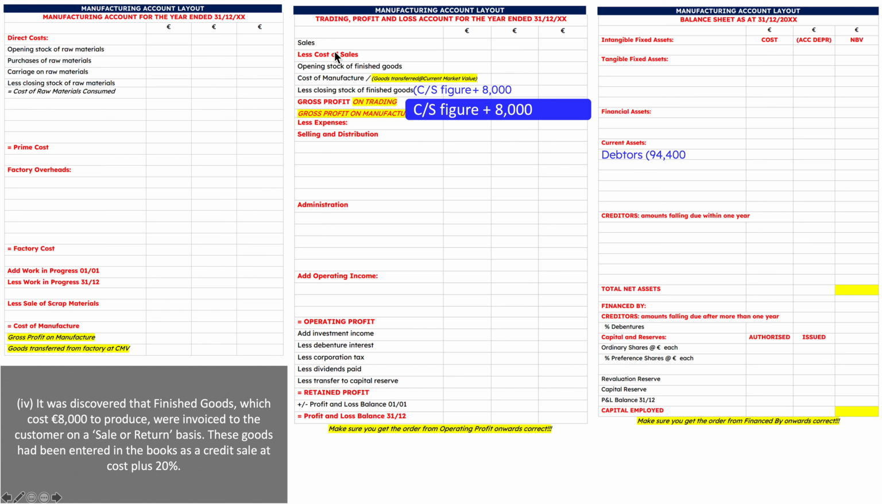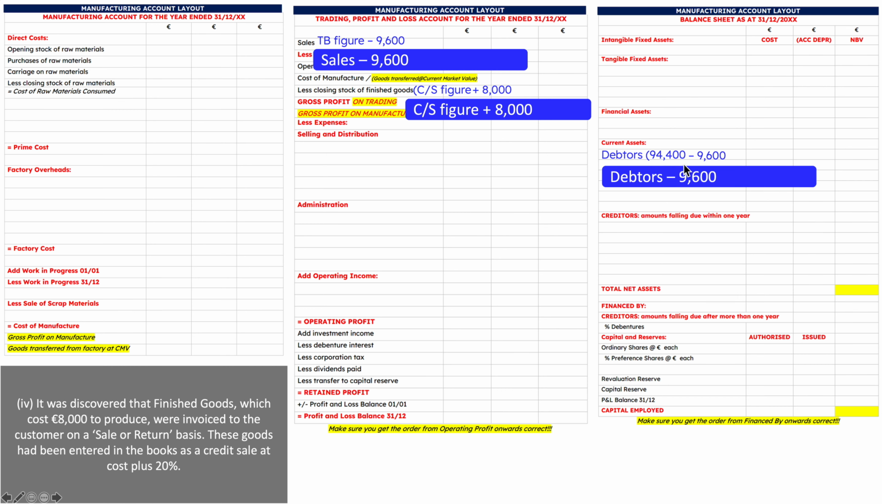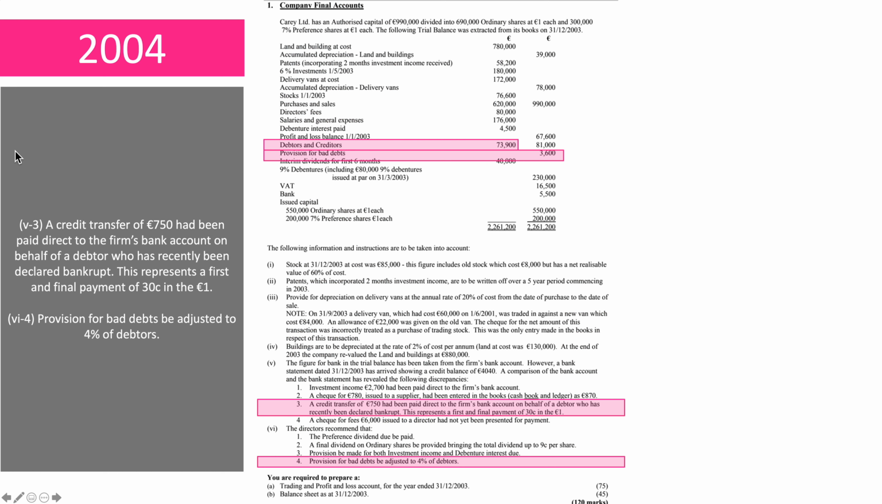What we need to do then is minus the selling price from sales and from debtors. So how do we get the selling price? The selling price is going to be the cost price to produce multiplied by 120%. So that is 9,600. So we minus 9,600 from sales and we minus 9,600 from debtors. And that's that done.